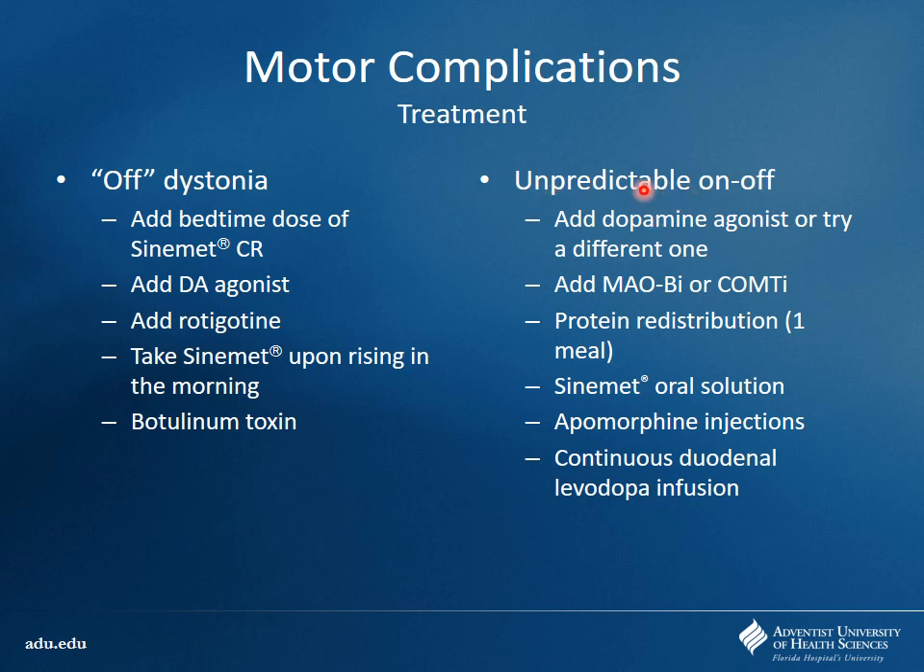If you have unpredictable on-off, this is where I just want to point out that protein redistribution can be very useful. So you maybe avoid a lot of protein in one meal. That way they can take their medication around that time and avoid that competition there for those transporters.